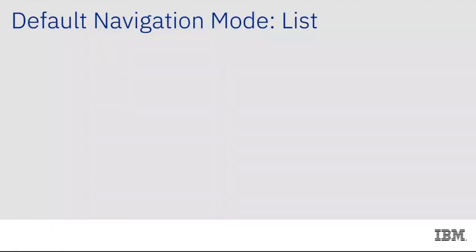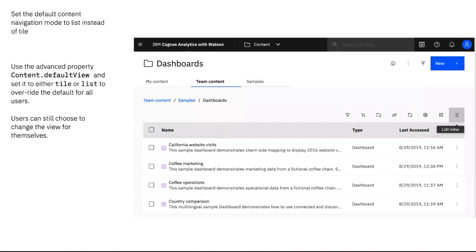This is a small but much requested feature, for the content navigation. The content navigation would always default to a tile view. And though any user could change that to be a list view, and we would remember that default, a lot of you did want to have list view be the default system-wide. So that is now possible. It's just an advanced preference that you have to configure. And now list view will be the default for all your users once you set that property.